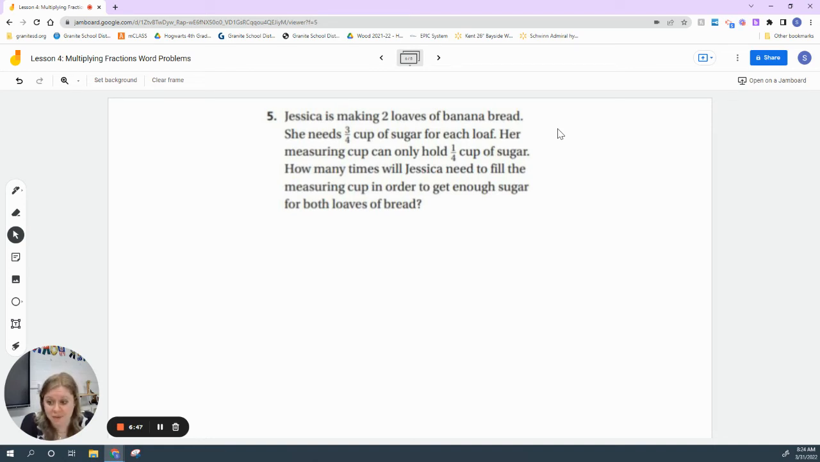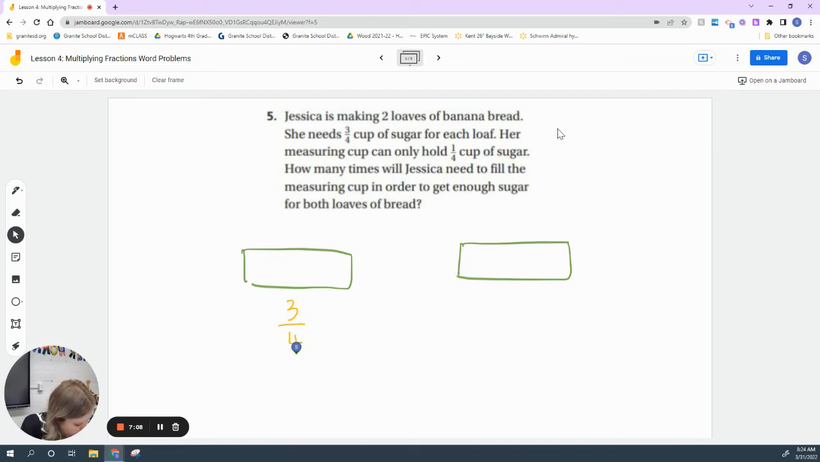Whew, that's a lot of information. Try it on your own and then come back. Okay, welcome back. So she wants 2 loaves of banana bread, right? And she needs 3/4 cup each. So I'm going to just draw myself a little picture. So this is my banana loaf. And then she needs 3/4 here and 3/4 here, right? Altogether, she needs 6/4, right? Because it's for each loaf, so she has 2 loaves, so she's going to need 6/4.